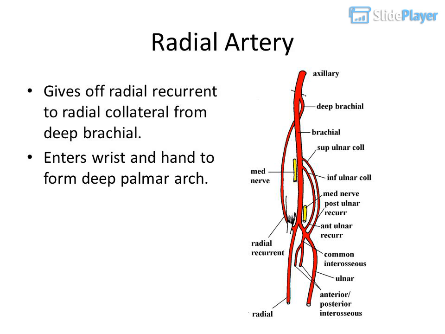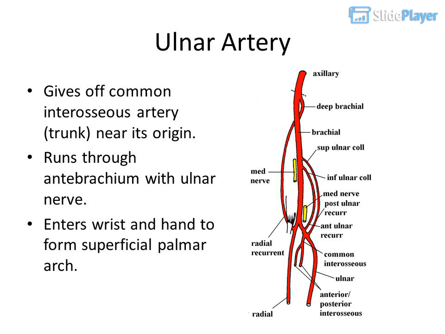Radial artery gives off the radial recurrent to radial collateral from deep brachial. It enters the wrist and hand to form the deep palmar arch. Ulnar artery gives off the common interosseous artery, trunk, near its origin. It runs through the antebrachium with the ulnar nerve and enters the wrist and hand to form the superficial palmar arch.